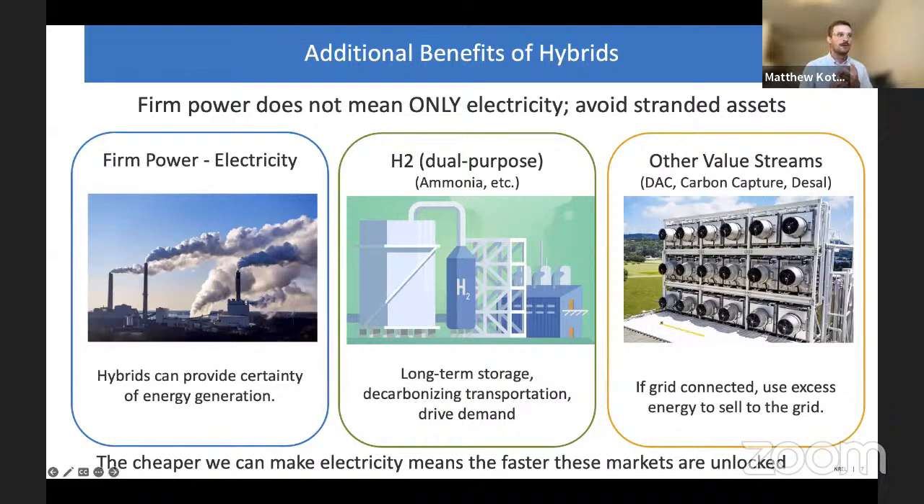And so hybrids right now, even though the global perspective is in the process of helping understand what hybrids truly are, we see hybrids right now offering 3 different services, which is your electricity services, your grid services, and conversion services. And so the key point here is with this customizability, if we can make electricity cheaper, then the faster that markets do become unlocked.